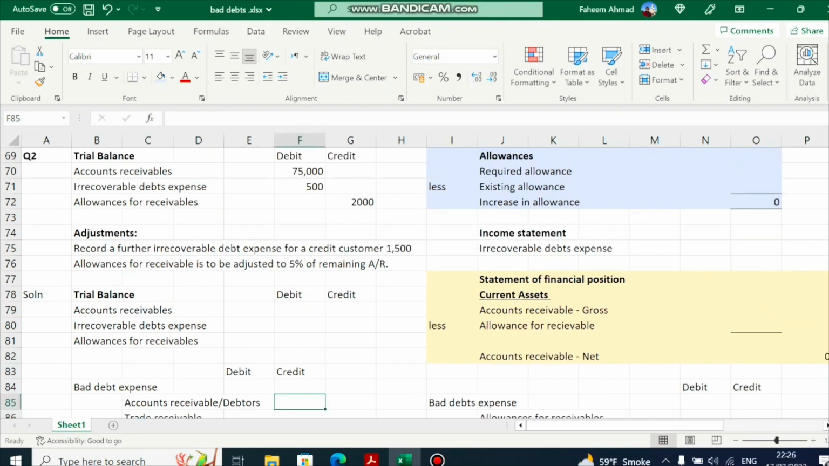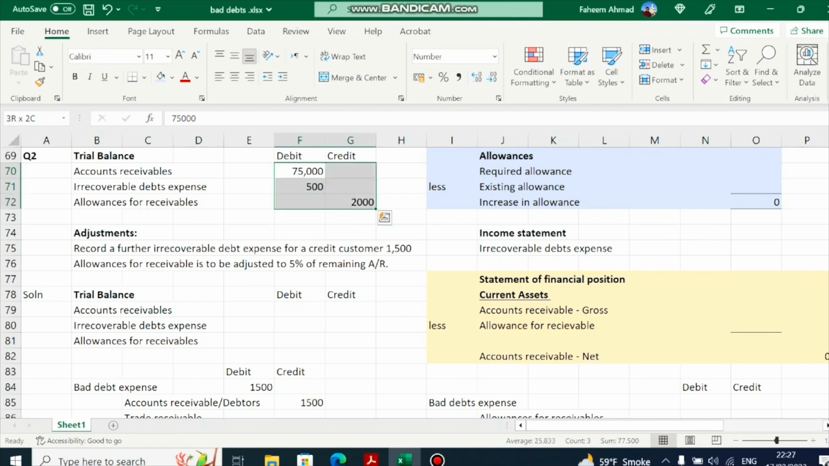So let's continue with more practice. I got question number 2. Once again, I have a trial balance with list of balances and I need to make adjustments. So first adjustment is for irrecoverable debt expense 1500. I'm going to record a bad debt expense. So entry is bad debt expense debit 1500, account receivable, trade receivable or debtors credit 1500.